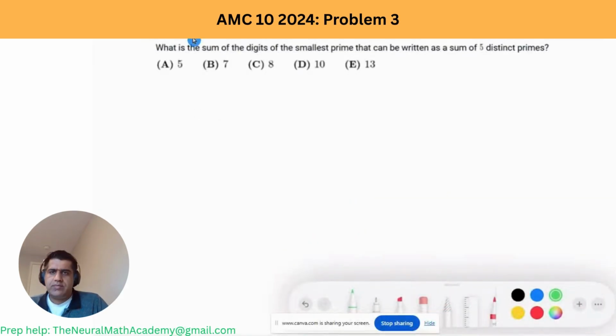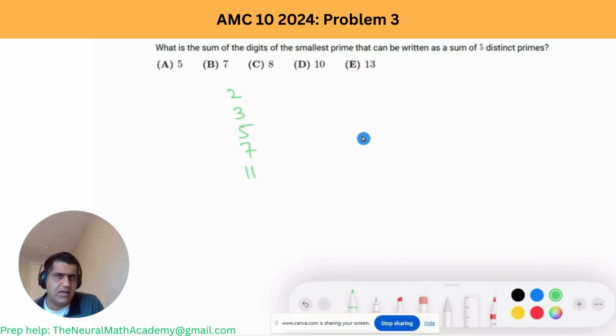So let's look at problem 3, where we have to find the sum of the digits of the smallest prime that can be written as a sum of 5 distinct primes. So let's start with the first 5 primes and see what the sum is. So we have 2, 3, 5, 7, and 11. So if I add them, I get 18 and then 23, 26, and 28.